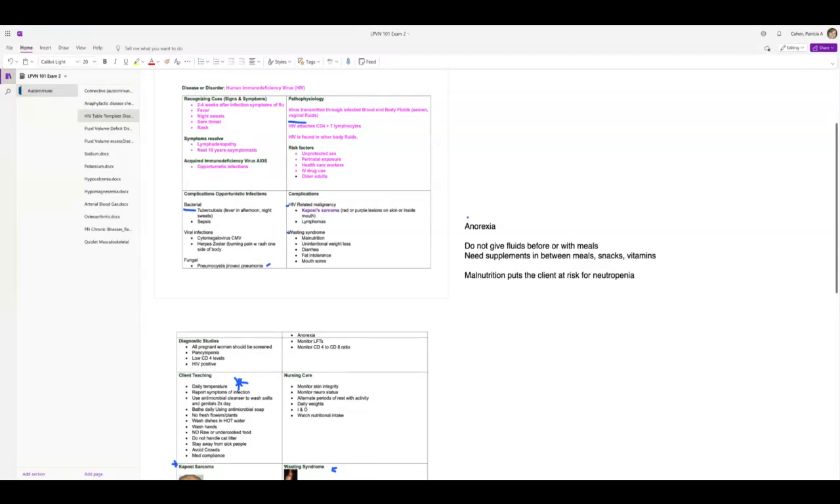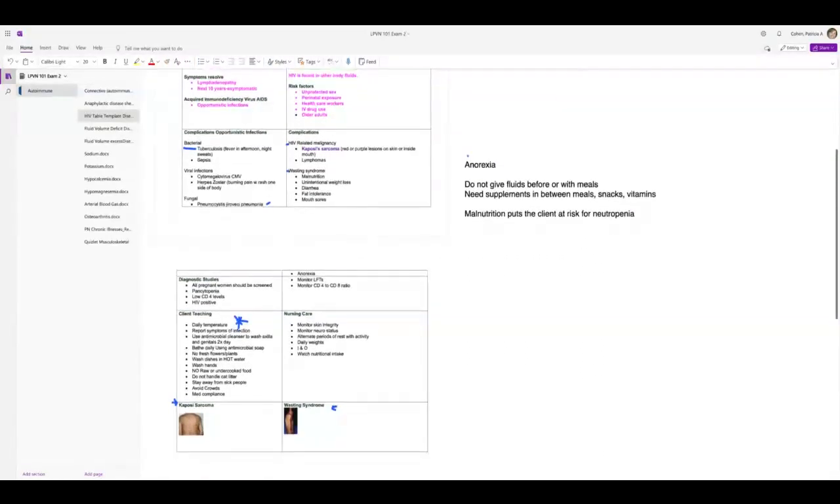So anybody with anorexia, I know you probably had this in fundamentals. When you're trying to encourage them to eat, you don't want to give fluids before or during a meal because it will fill them up. Okay, you want to give them supplements if they'll take them. Do the things where family brings in favorite food if they can. Okay, because if their CD4 level is really low, they may not be able to bring in things from the outside. Okay, but malnutrition from wasting syndrome is going to put them at risk for, not neutropenia. Malnutrition plus neutropenia puts them at risk for sepsis and infection. Okay, so just keep that in mind.